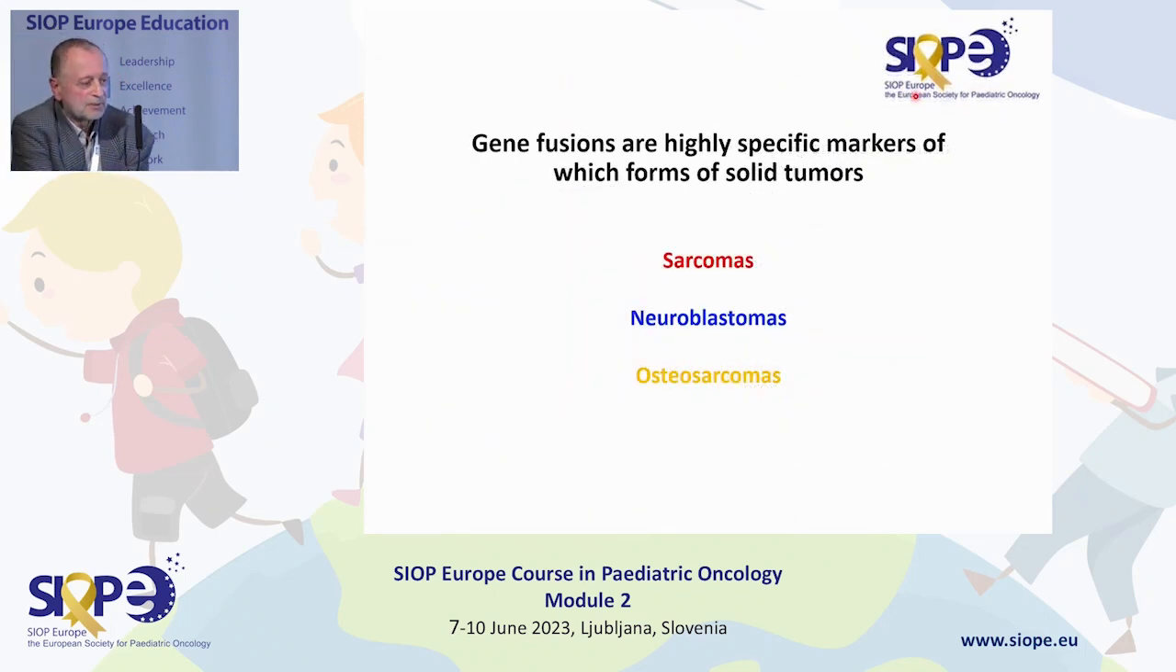And in between, there's another question. Gene fusions are highly specific markers for which forms of solid tumors? Sarcomas, neuroblastomas, or osteosarcomas? Anyone without red? No? Very good.